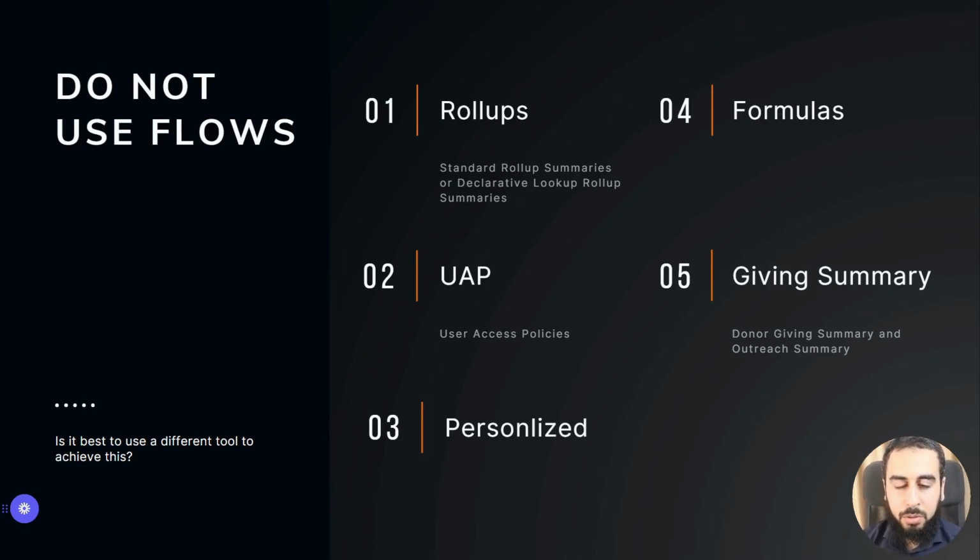Last thing, which is specific to Nonprofit Cloud in some sense, which is the giving summary. Let's say that you're trying to collect information like the total donations this year, number of donations last year, average donation, things like that. You could go ahead and definitely build a flow for that, but you're basically reinventing the wheel. The donor giving summary object is available, and there is also the outreach summary.